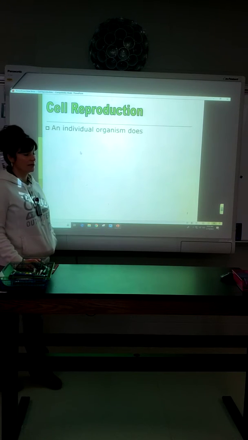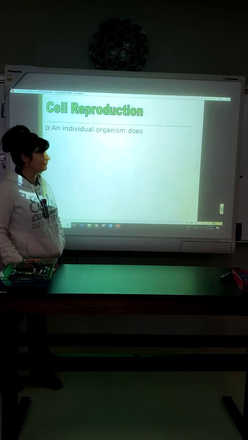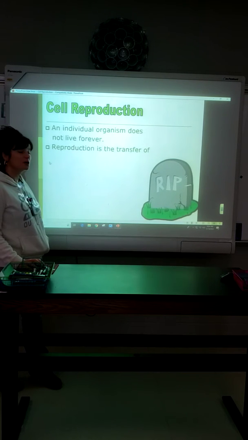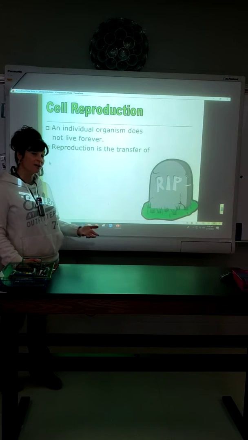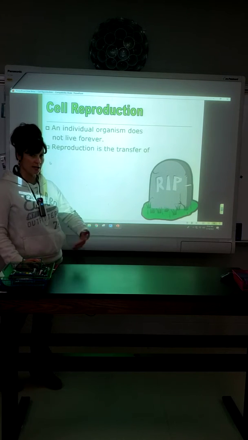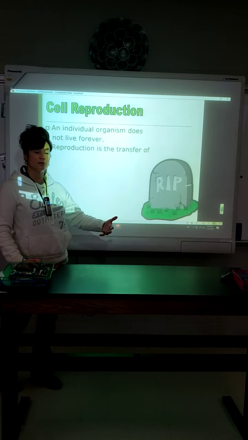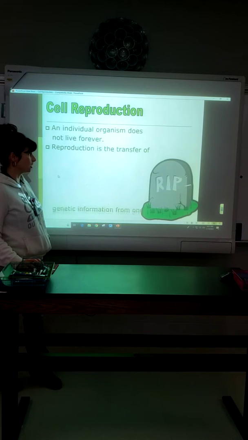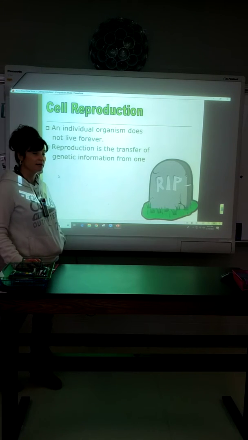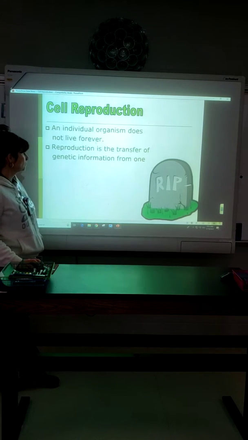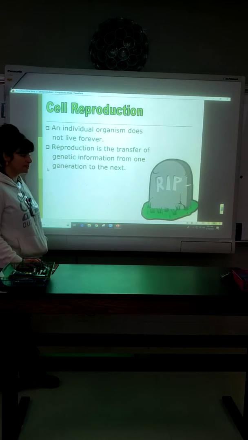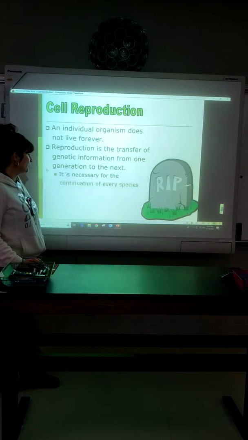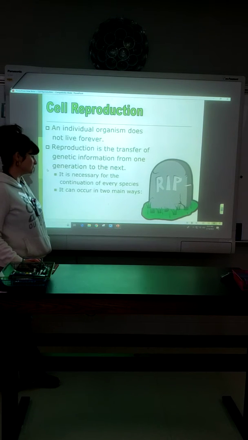So we know that an individual organism does not live forever. And so reproduction is necessary for the continuation of every species, right? So they have to pass on their genetic information to their offspring, and then their offspring will do the same, and then you get that transferring on and on from ancestor to descendant over and over. So we have to transfer that genetic information from one generation to the next. And obviously it's necessary. That's how species are going to continue to live.